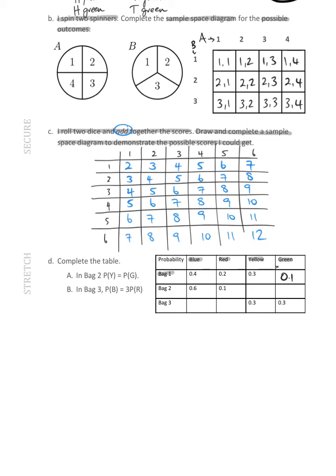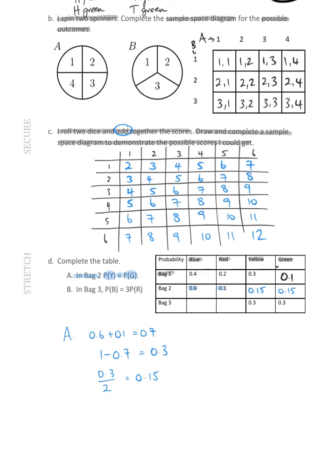Okay. Next, it tells us in bag 2, probability of yellow equals the probability of green. So yellow equals green. Okay, well, I've got already 0.6 plus 0.1 is 0.7. So what's left over is 0.3. And if they are the same, that goes like so.